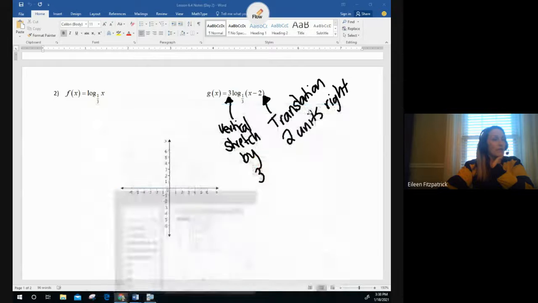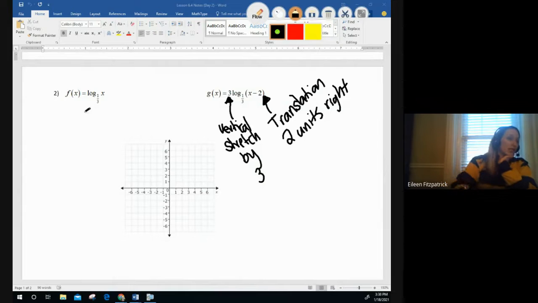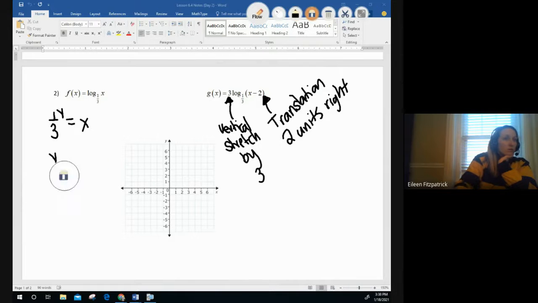Okay. The other option, if you didn't want to use your graphing calculator, I would change this, right? It would be 1/3 raised to the y equals x. And for this one, if I was making my x and y table, I would again choose points for y. It's a lot easier to plug in for y. So I would choose like -1, 0, and +1. Okay, and then evaluate there.